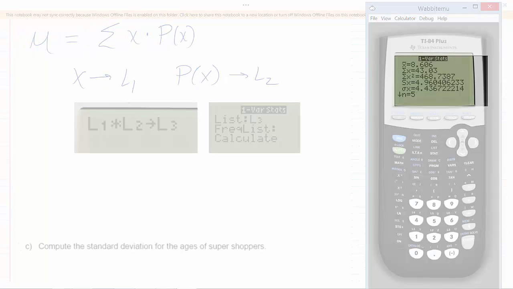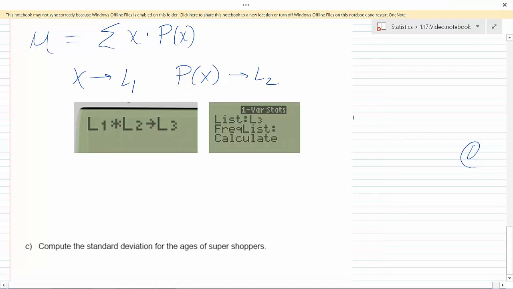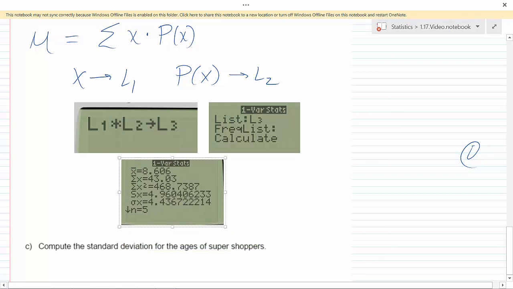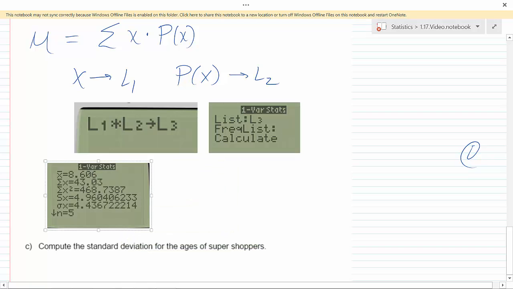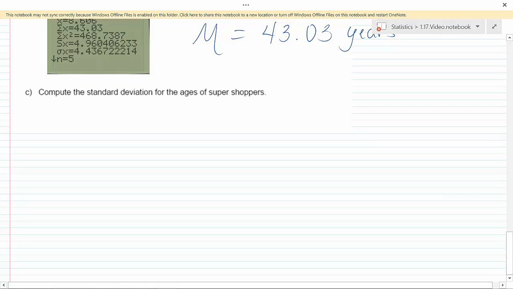Here's my output from my one var stats. I want the sum of this list. So my mu value, my expected value for the age of a super shopper, is 43.03 years of age. All right, next I need to find the standard deviation. The formula for sigma, the standard deviation, is the square root of the sum of the quantity x minus mu squared times p of x values.